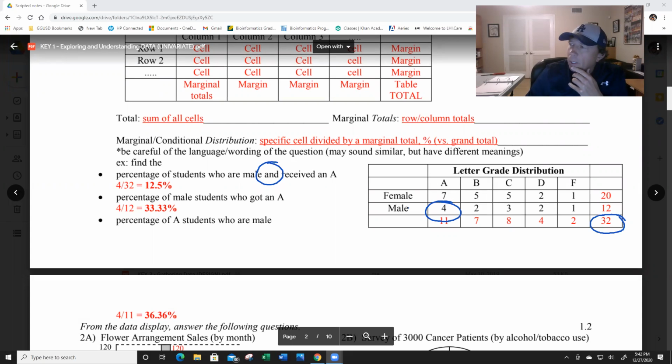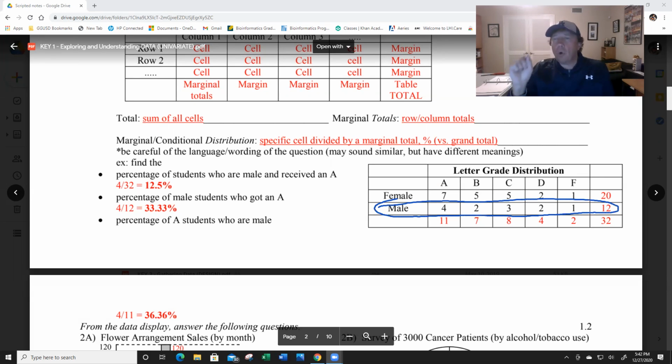Then the second one is percentage of male students who got an A. So you're just talking about the males now, just the males who got an A. You're just here right now, males who got an A, okay? So there's no and there, so we're talking about 12. This is a marginal distribution, okay? Because it's a distribution that has a marginal total in the denominator, okay?